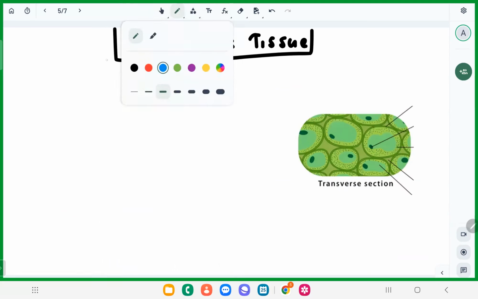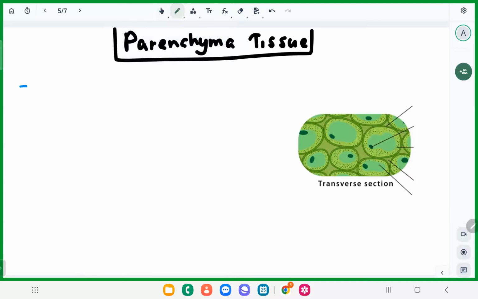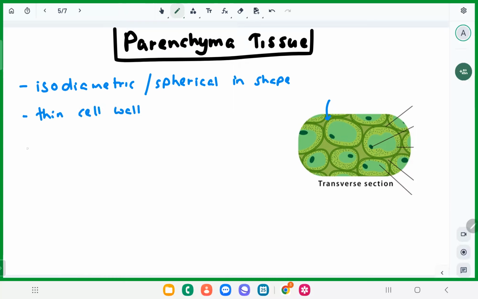So the first thing is about the shape of these cells. When you look at these parenchyma cells, you can see that they are isodiametric or spherical cells. You see the shape of these cells, they are roughly spherical in shape. All right. And the second thing you notice is if you look at their cell wall, they have a thin cell wall. They all have thin cell walls. And you can see a nucleus in all of these cells. And the fact that these cells have a nucleus means that they are all living cells.